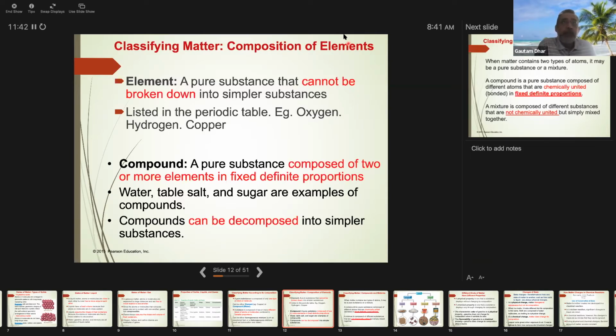So compounds can be decomposed into simpler substances. As I said, if you electrolyze water, you can decompose it into hydrogen and oxygen, but you cannot decompose any further. So those are elements then. Those are the elements that make up the water.